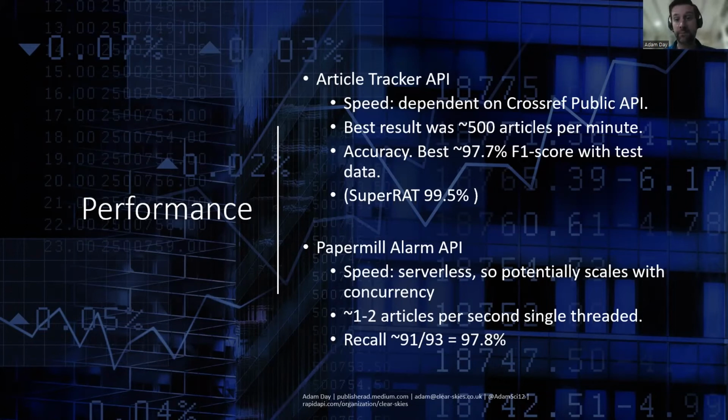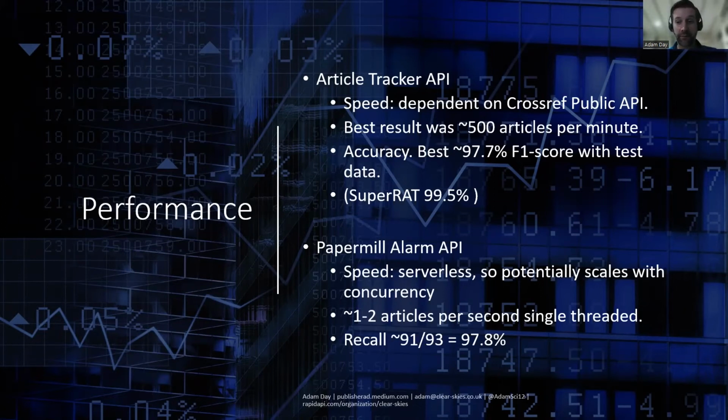In case you really want to know all the nerdy details about how these perform, the article tracker API is based on the Crossref public API. Okay, so speed is dependent on that API. If that API is slow, the article tracker is slow. But the best result is up to 500 articles a minute, which is obviously very fast. Best accuracy is about 0.977 F1 score, which you could think of as being about 98% accurate. The super rat, which I mentioned earlier, is not serving at the moment, but that's 99.5% accurate, which is really as good as I think you can really get there.